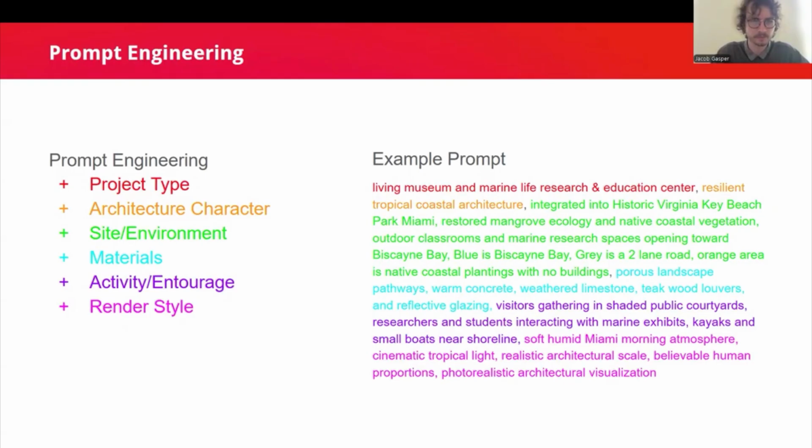Next, we'll narrow down even further into materials. What kind of materials do we want to see in the site? So porous landscape pathways, warm concrete, weathered limestone. And then narrowing down even further, what kind of activity and entourage do we want to see in this overall site scene? So visitors gathered in shaded public courtyards, researchers and students interacting with marine exhibits. Again, this can expand and contract as you see fit.